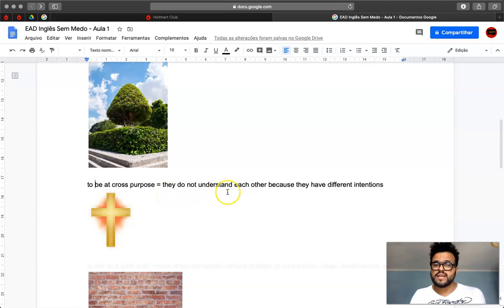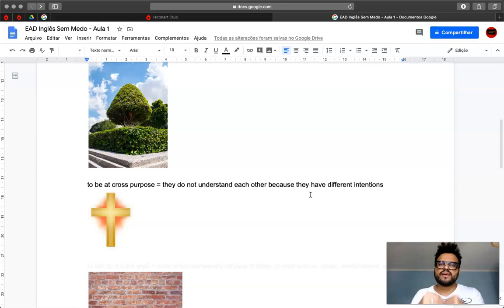They do not understand each other because they have different intentions, right? So when you are at cross purpose, you and your friend, or you and your wife, you and your husband, you and your boss, you don't understand each other. Your ideas conflict, right? So when you don't understand each other, you are at cross purpose, because your ideas, your intentions are different.